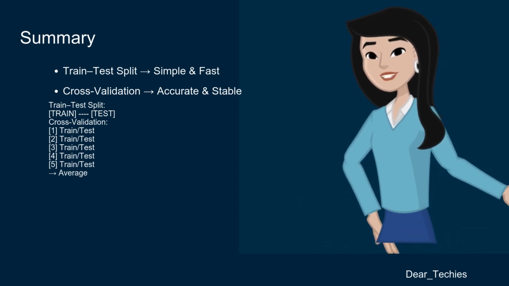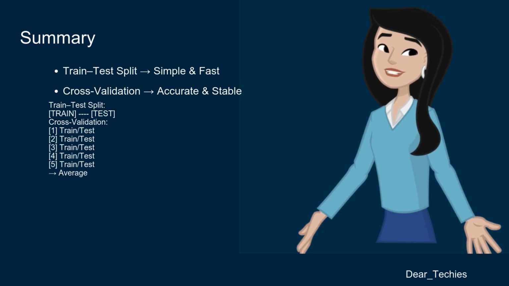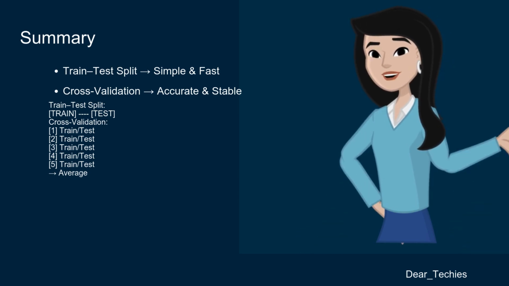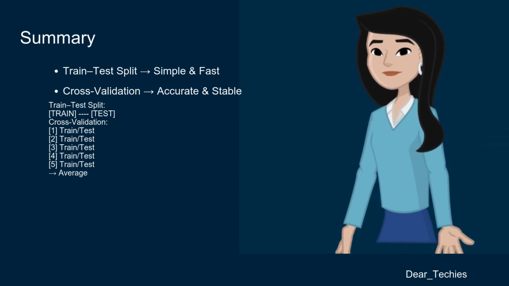This small visual summary helps remember both techniques easily. Train-test split uses only one test set, while cross-validation tests the model multiple times for a stable result.